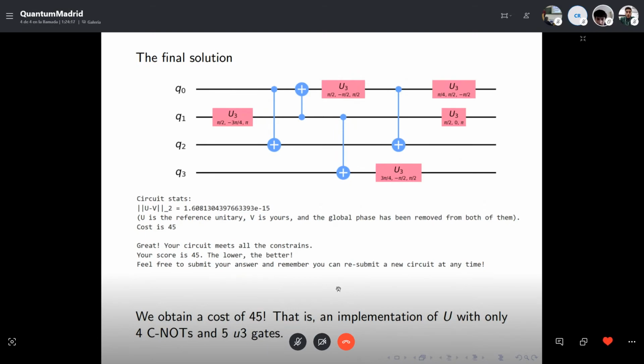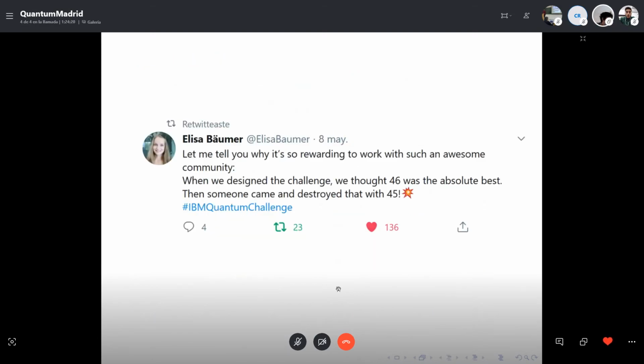And the funny thing is, it was actually even better than the solution found by the developer of the challenge. They thought that the best solution was 46. So I was very happy, but this just shows how difficult this problem is. It's very difficult to know when you are at an optimal implementation of a given unitary matrix.